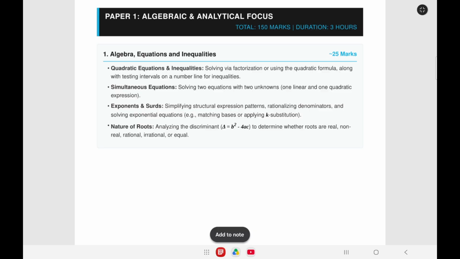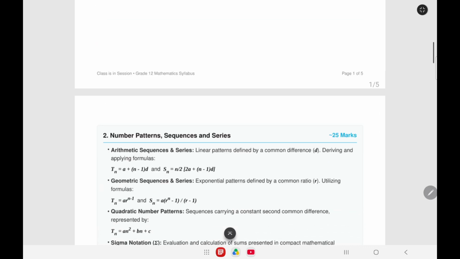We do have an algebra playlist. The exponents playlist is a playlist on its own. Then algebra is another topic. So if you want to master algebra, I'd recommend you check out our grade 10 playlist. Okay. We also have nature of roots. Analyzing the discriminant to determine whether roots are real, non-real, rational, irrational, or equal.